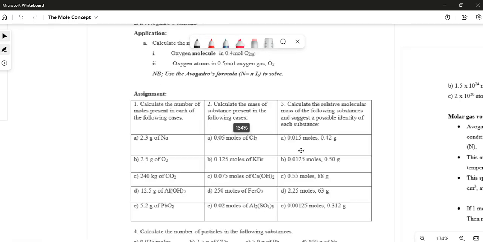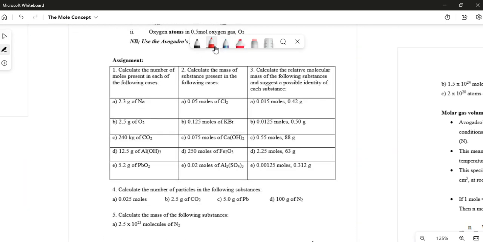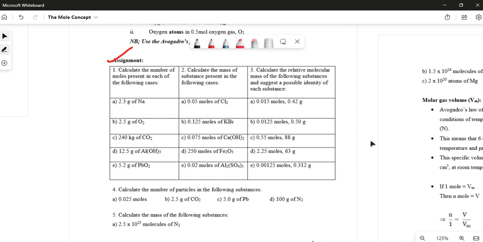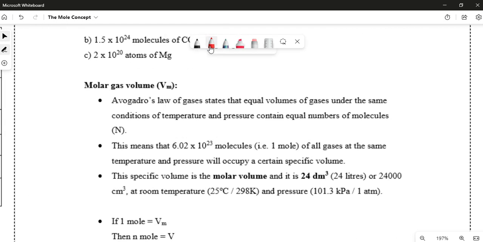Okay, these are questions for you to practice. This is our assignment. So 1, 2, 3, 4, and 5. Practice these questions. Moving on to molar gas volume.